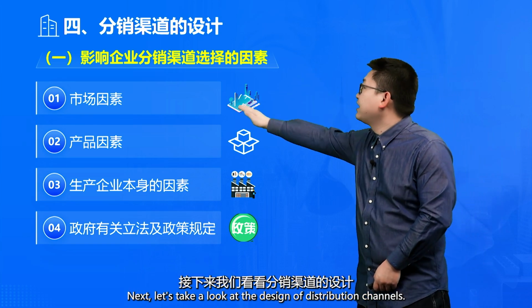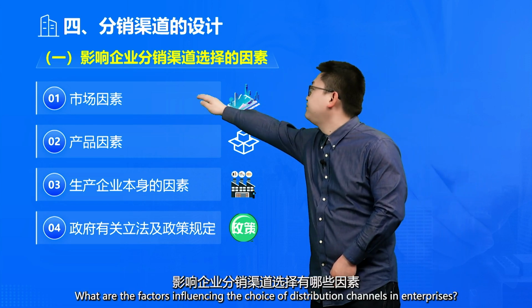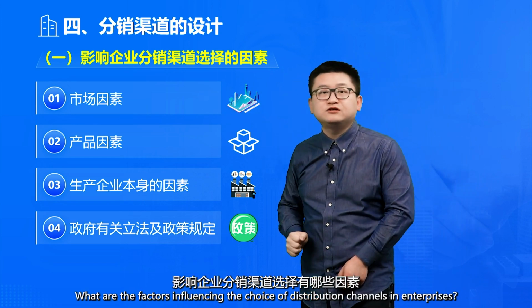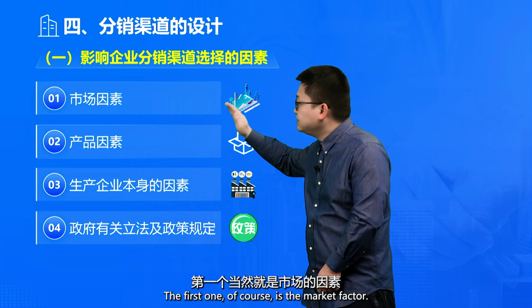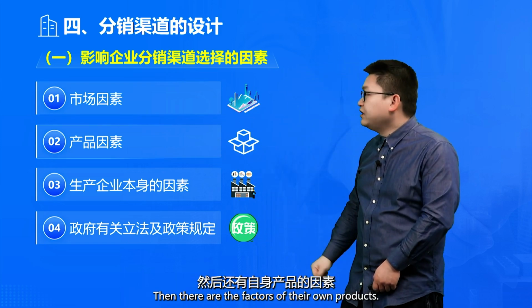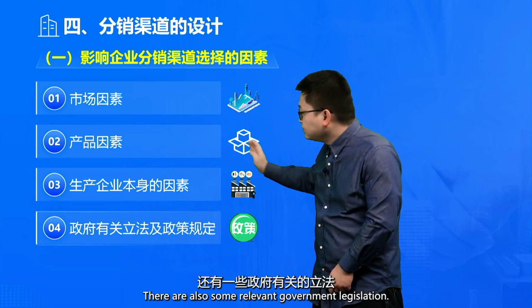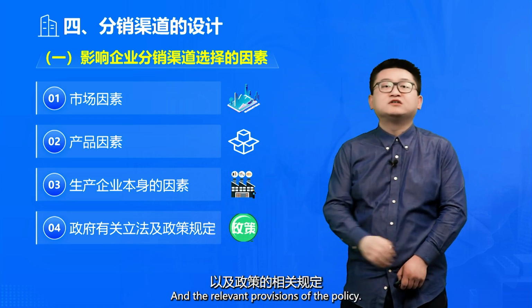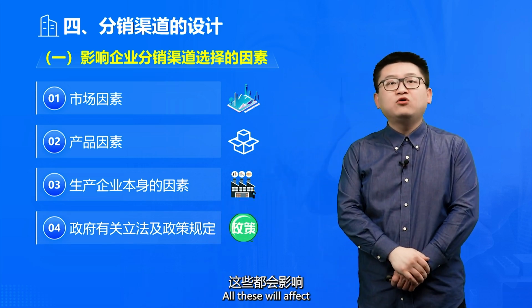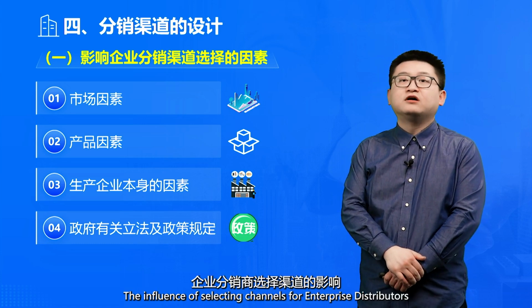Next, let's take a look at the design of distribution channels. First, let's take a look at what factors influence the choice of distribution channels in enterprises. The first one, of course, is the market factor. Then, there are the factors of their own products and the factors of the enterprise itself. There are also some relevant government legislation and the relevant provisions of the policy. All these will affect the selection of channels by enterprise distributors.